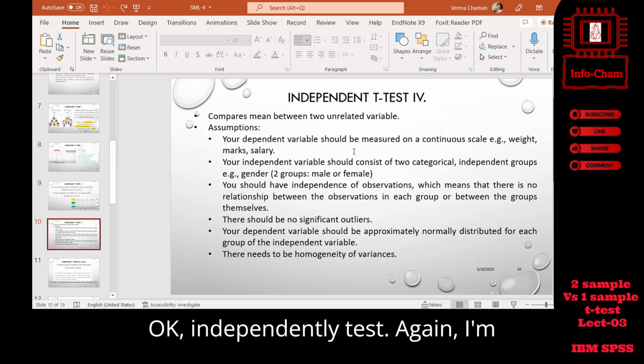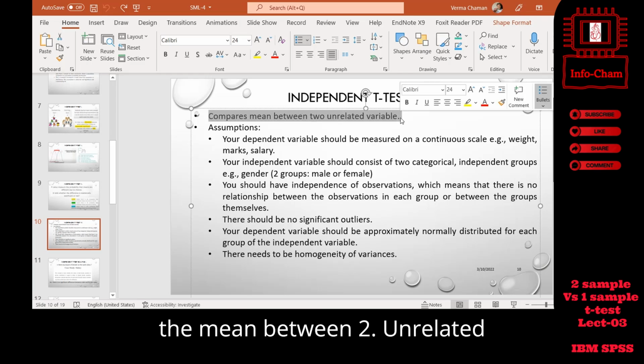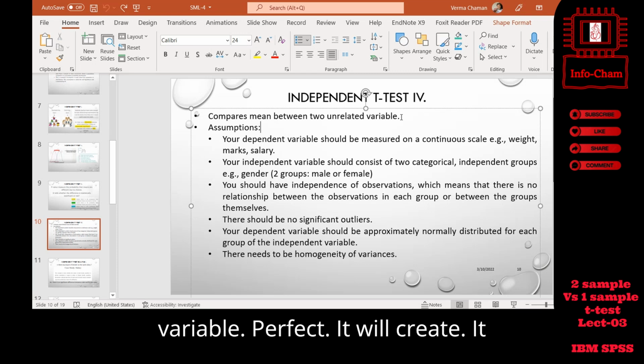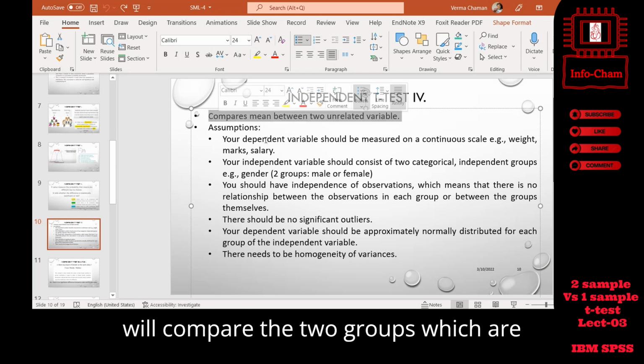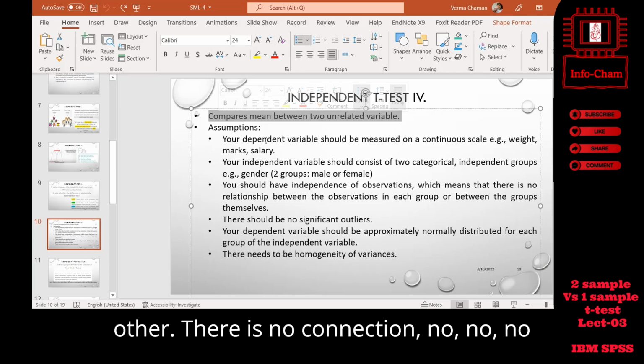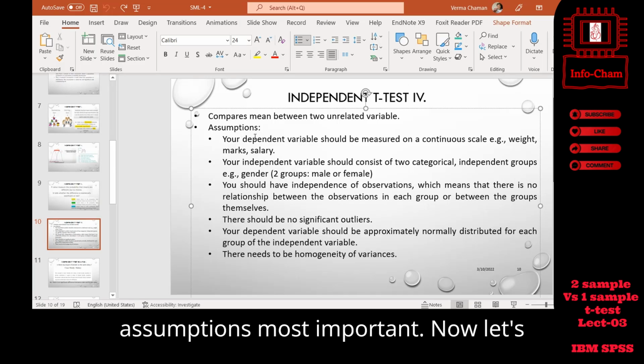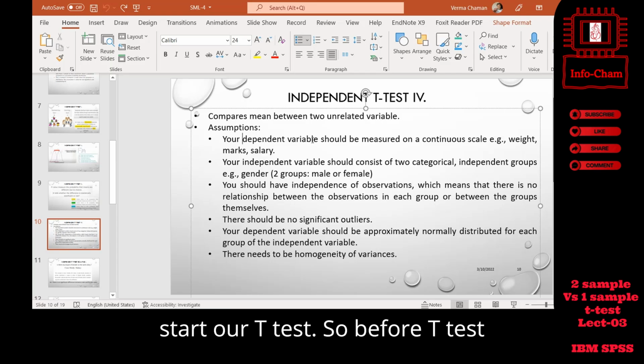Okay, independent t-test. Again, I'm writing here. I told you it will compare the mean between two unrelated variables. Perfect. It will compare the two groups which are not related to each other. There is no connection, no relation in there, right? So, assumptions are most important. Now let's start our t-test.